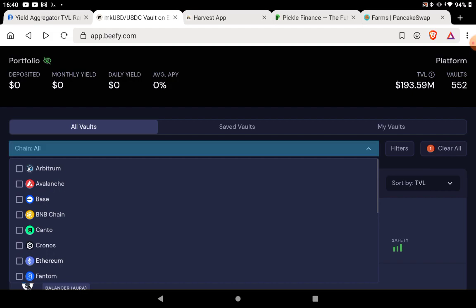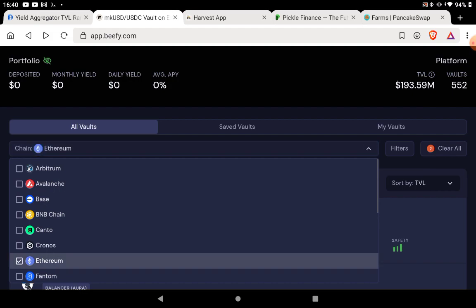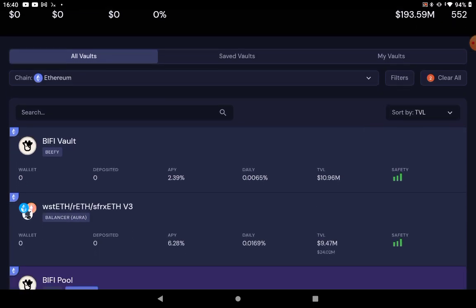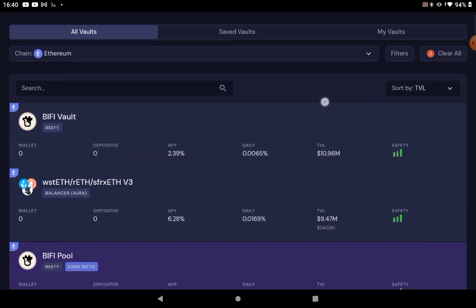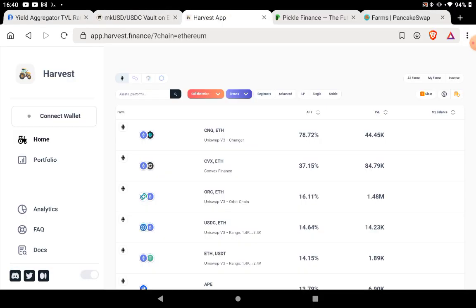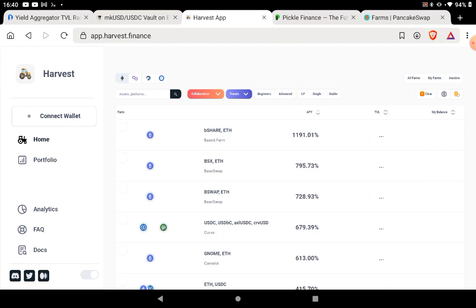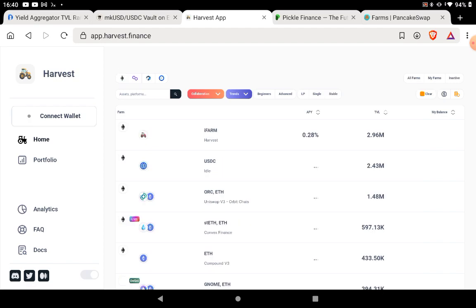Ethereum. I'm going to select Ethereum just because, all right? It's a big one. It has a lot of protocols. So I just filtered everything here on Ethereum, okay? And I just sorted by TVL. So I'm going to go on Harvest Finance, do the same thing. Everything here is on Ethereum. Let's sort it out by TVL. All right. So they are showing us already different pools.